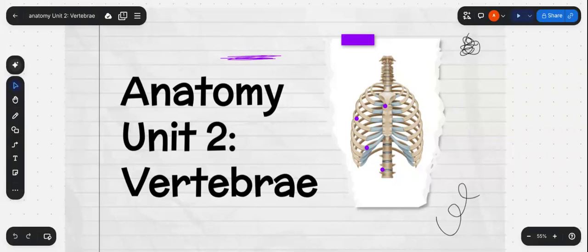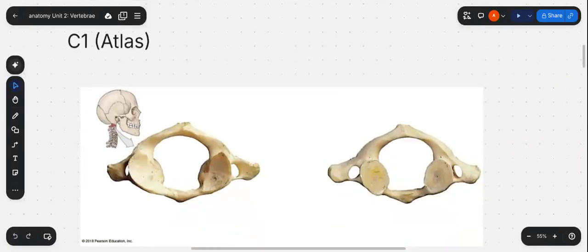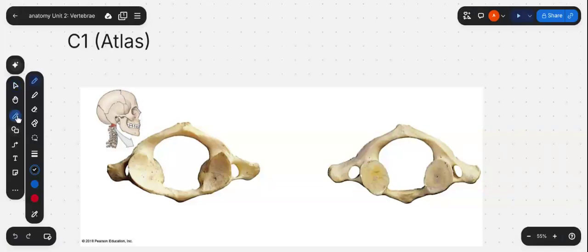In today's episode, we're going to look at the different vertebrae as well as your sacrum, sternum, and ribs. So we're going to start off by looking at your cervical vertebrae. First, we're looking at C1, which is basically just the first vertebrae within your cervical. It is also named the atlas, and it is the only vertebrae that does not have a body or a spinous process.